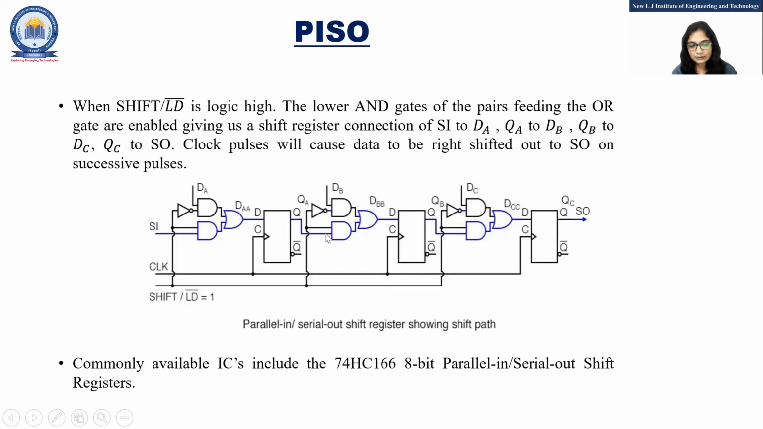Now this 1 is given to this AND gate. Now output of this OR gate will be 1. This output will be given to this D input. So in this way, data is shifting to right side. And at this point, SO, serial out, we are getting output serially. Parallelly, we loaded the data and will shift the data serially towards the right side.